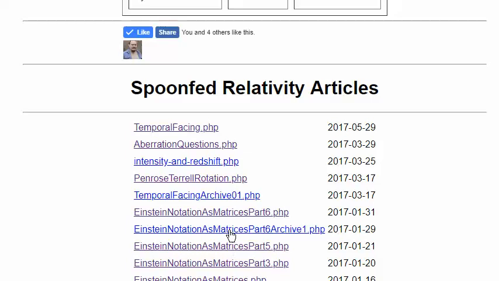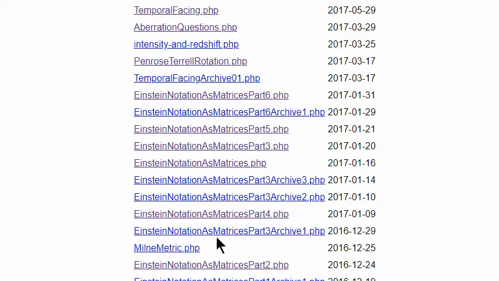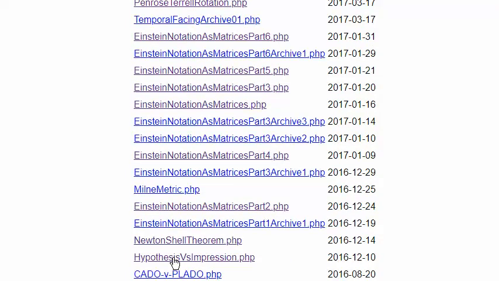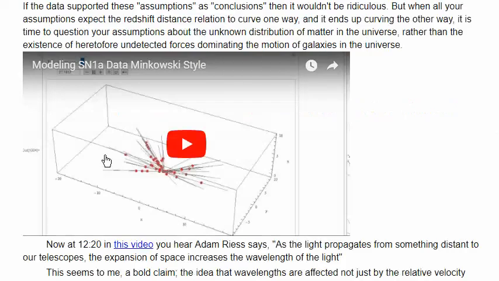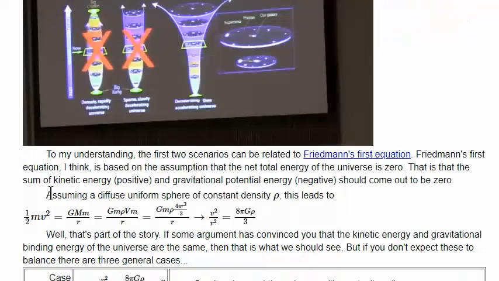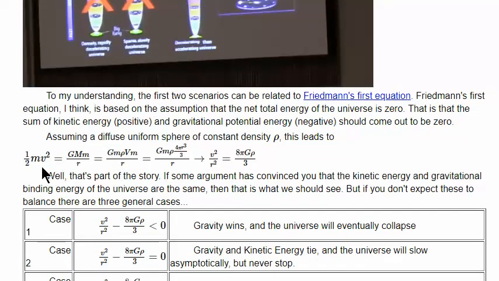Now, I've done this before on my spoon-fed relativity articles. Where was it? It was under the uninformative title Hypothesis versus Impression, I believe. Was it under Modeling SN1A Data Minkowski style? Here it is. Assuming a diffuse uniform sphere of constant density, this leads to 1/2 mv squared equals gmm over r.